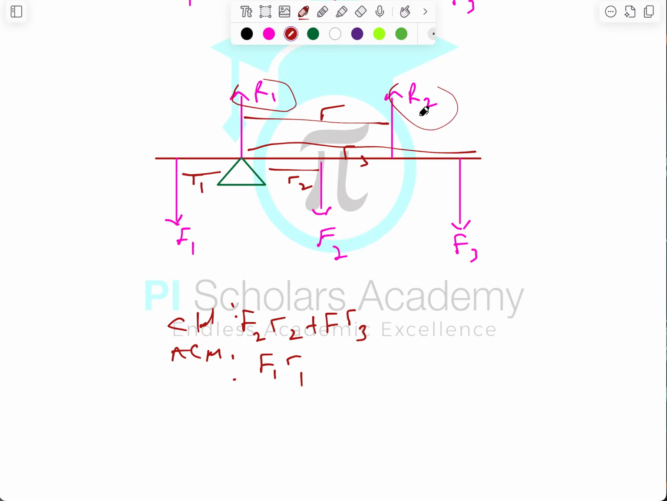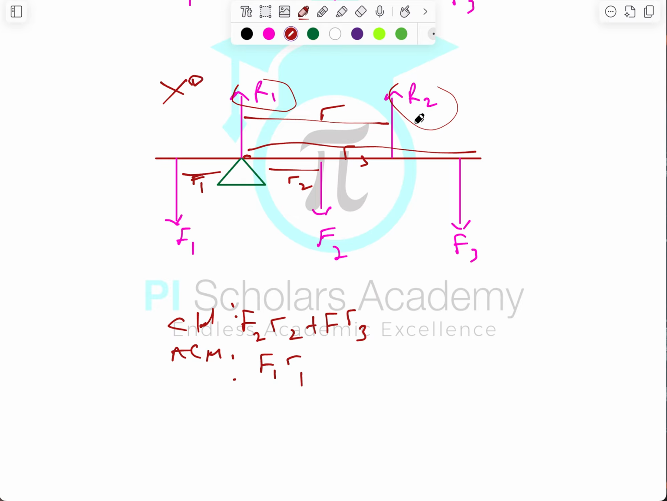Now, there are two other forces in this case: reaction 1 and reaction 2. But reaction 1, you don't need to bother about it because it's acting at the pivot exactly. You can see that all these ones are at some distance, R1 away from the pivot. This one is R2 away. This one is exactly at that point, so the distance is going to be 0. So the moment of R1 about its own pivot is going to be 0.